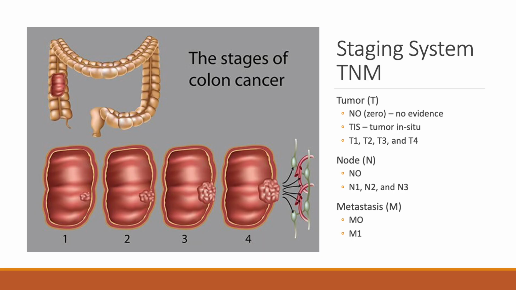Next one. All right, staging. Tumors are staged. We use the TNM staging system. When you look at the tumor, you'd get a 0 if there was no evidence of a tumor. That would be awesome. Or it can be a tumor in situ, for example, if it's in the duct of the breast. So ductal carcinoma in situ, meaning it hasn't penetrated the duct and gone into any of the other tissues.